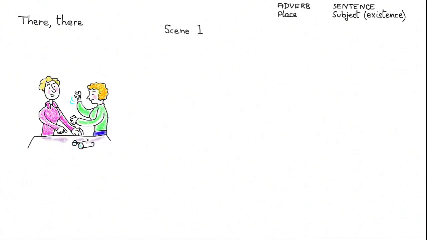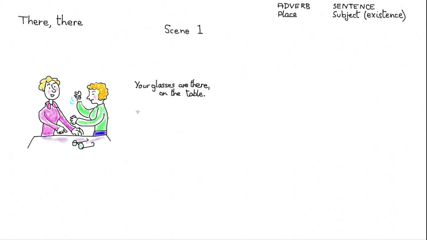Scene 1, "there", answering the question, where is? And here are two ladies with a pair of glasses on the table, and one of them can't see, so the other one is saying, I'll just write it out here, your glasses are there, your glasses are there on the table.